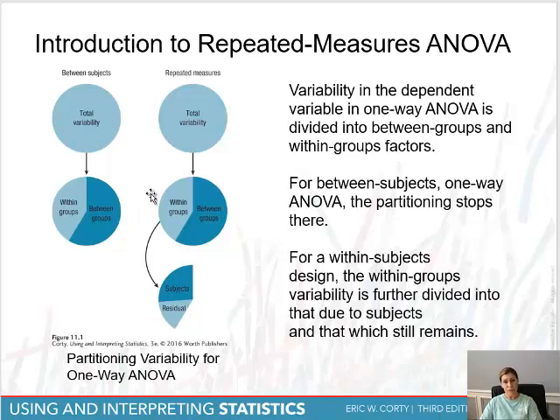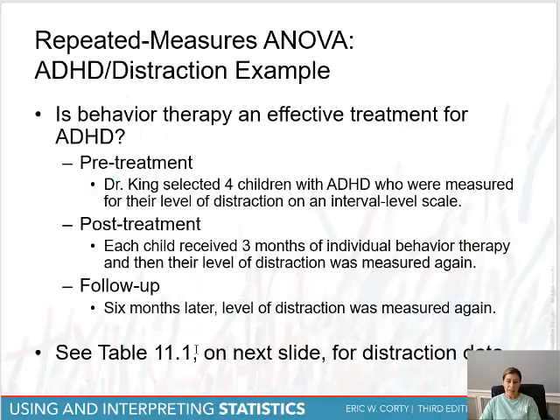Conceptually, the difference is that in the between groups one-way ANOVA, we are looking at independent samples, and in the repeated measures ANOVA, we're looking at paired samples or related samples. So you can kind of think of this one-way ANOVA as an extension of an independent t-test, and this repeated measures ANOVA as an extension of a paired t-test or a related t-test. So let's go ahead and look at the example that we're going to work on.